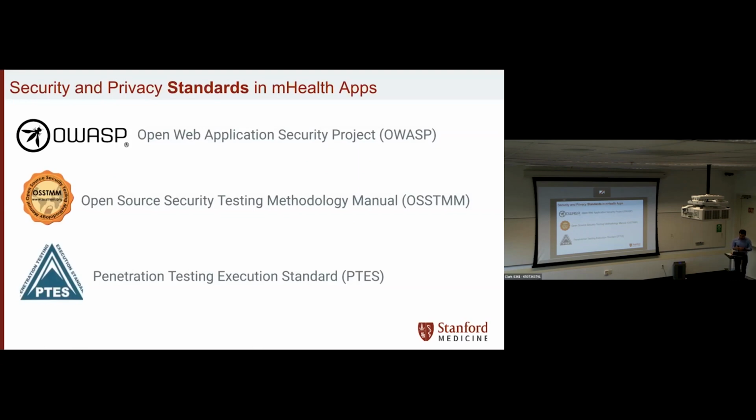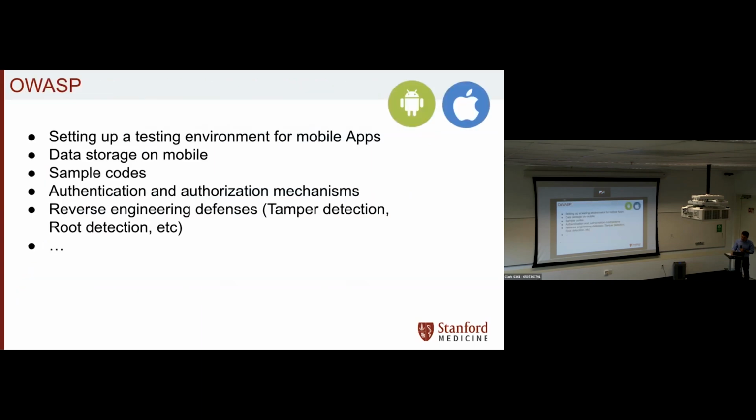And now, what are the solutions specifically for mHealth apps? Now that we know the threats and goals, these are the most common standards. The first one, the OWASP security guideline, is the most famous and most common security guideline for medical applications and mHealth applications. But we have other options like OSSTMM or PTES as other standards. But because OWASP is more popular, in the next few slides we'll talk about the OWASP security guideline.